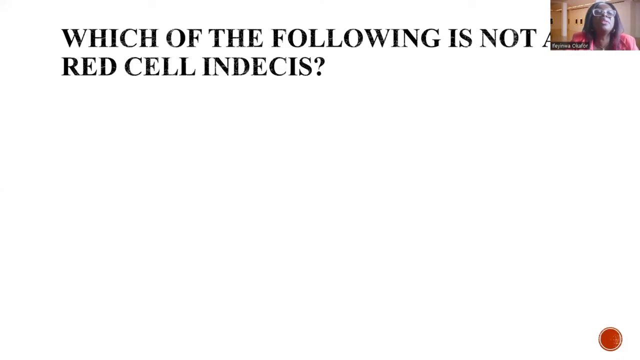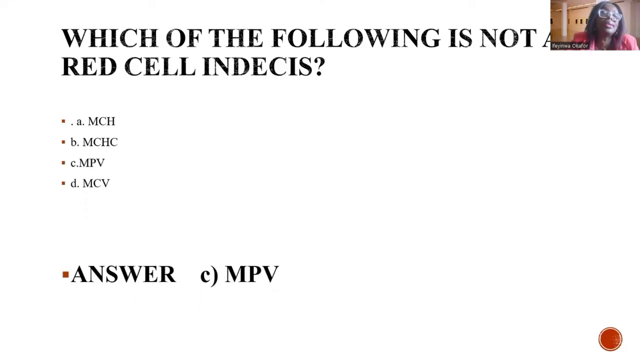Which of the following is not a red cell indices? We have MCH, MCHC, MPV, and MCV. The answer is MPV, that is mean platelet volume, is not a red cell indices. Rather, it is a platelet indices.